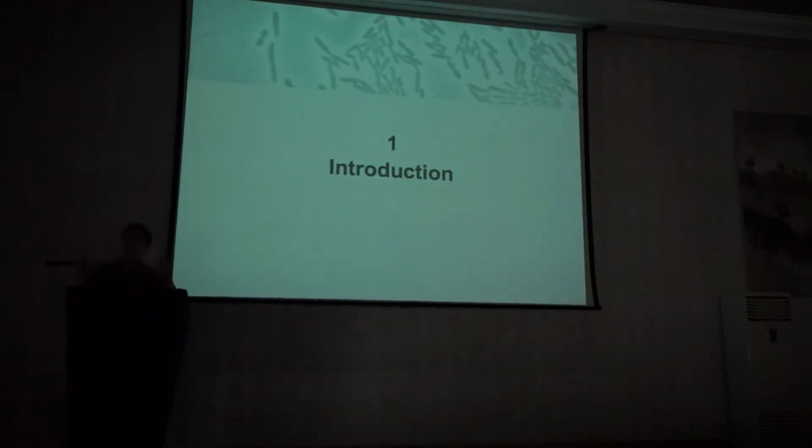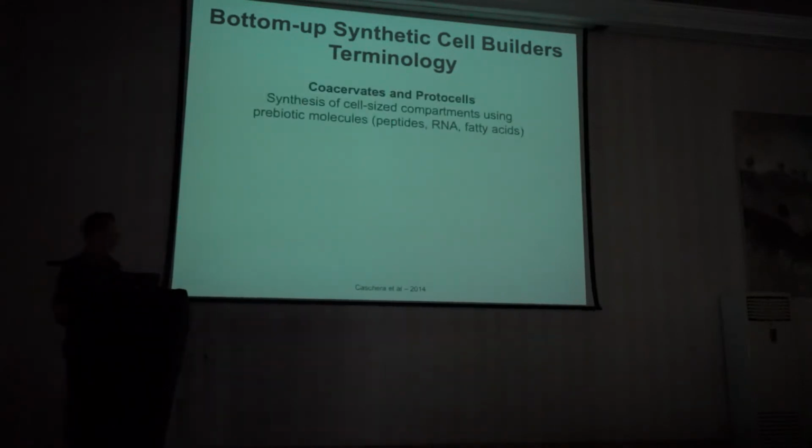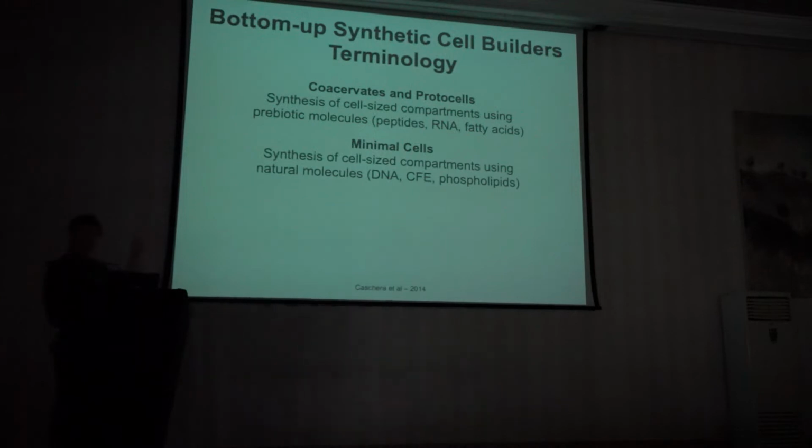So here is the introduction. You have heard that, especially today, about the terminology. There is a growing community building synthetic cells from the bottom up. So let me return a little bit to some terminology: protocells and artificial cells. What do the researchers do in that field? They synthesize cell-size compartments using prebiotic molecules. They are going to use peptides, RNA, fatty acids. That's it. Those are protocells. Proto in Greek means origin. There is a minimal cell community, which more or less does the same, using the molecules that you find in nature. We're going to use DNA, cell-free gene expression, the ribosomes, and phospholipids for the compartment.